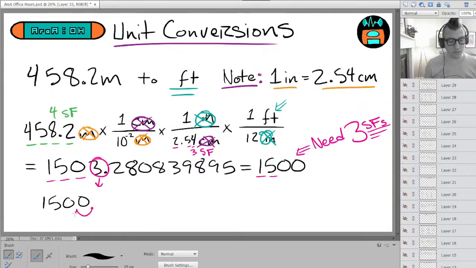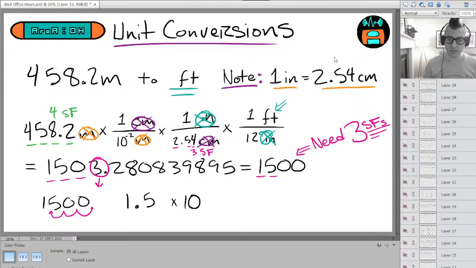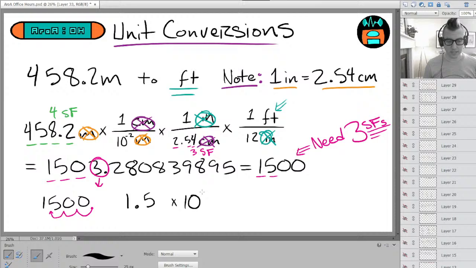We find our decimal and move it behind our first non-zero. So this will be 1.5 times 10 to the, let's see, we went 1, 2, 3, 10 to the third. And we need 3 sig figs, so this is going to be 1.50 times 10 to the third, correct value, correct sig figs. We need the correct units, which are feet.